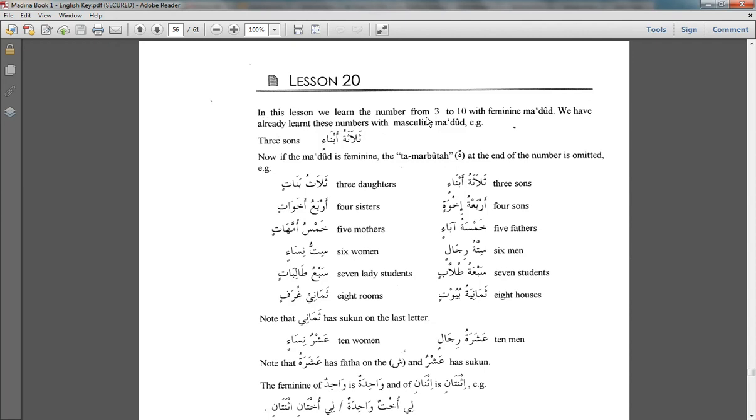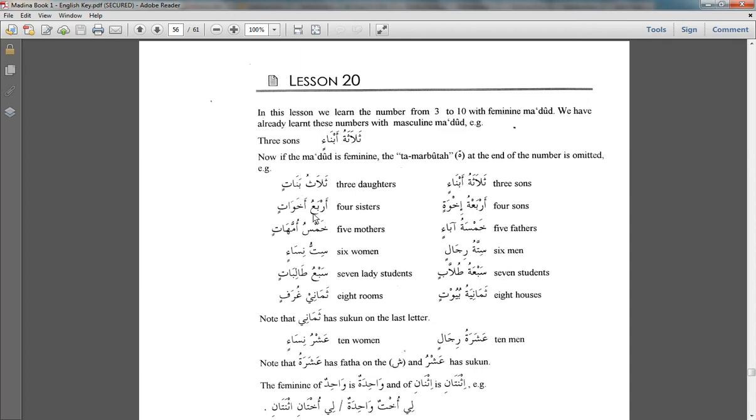In this lesson we learn the numbers from 3 to 10 with feminine ma'dud, meaning you are counting things which are feminine. We have already learned these numbers with masculine ma'dud, for example thalathatu abna' in the last lesson. Now if the ma'dud is feminine, the ta marbuta at the end of the number is omitted. For example, thalathu banatin. So basically the number becomes masculine for a feminine thing. Thalathu banatin, thalathatu abna'in. This is masculine, so the number is feminine, which we did in the last lesson. Here, thalathu banatin, the number becomes masculine for a feminine thing.